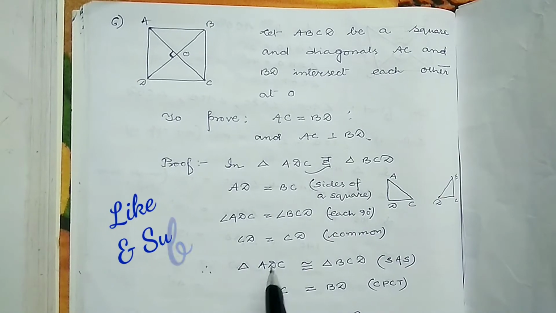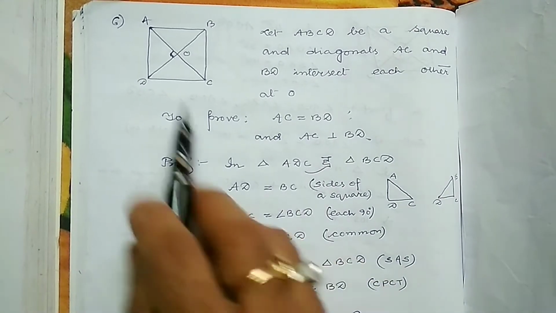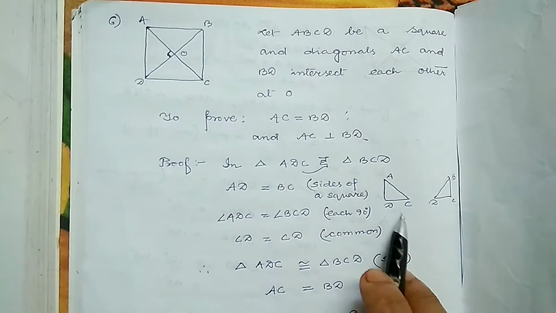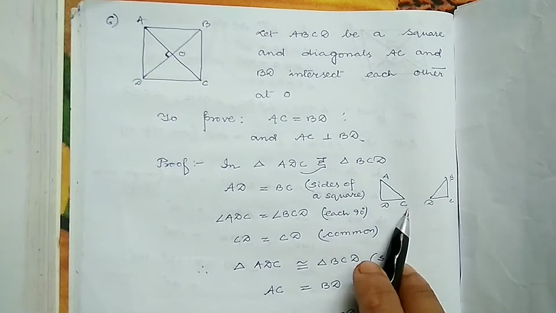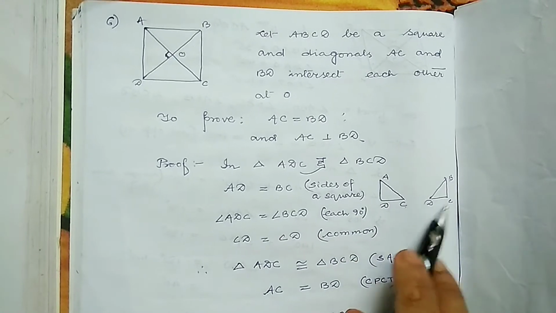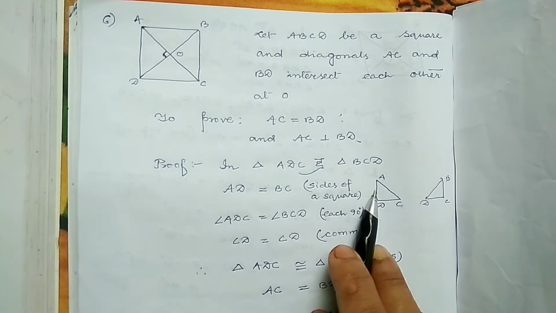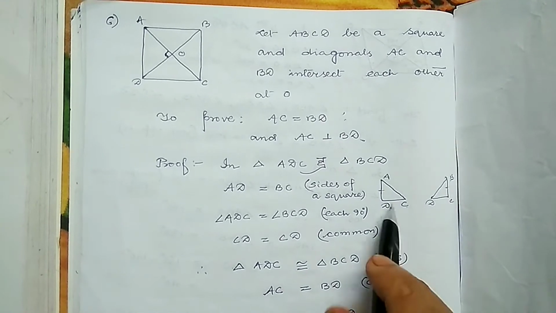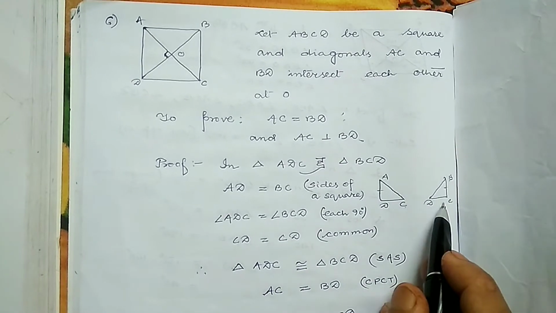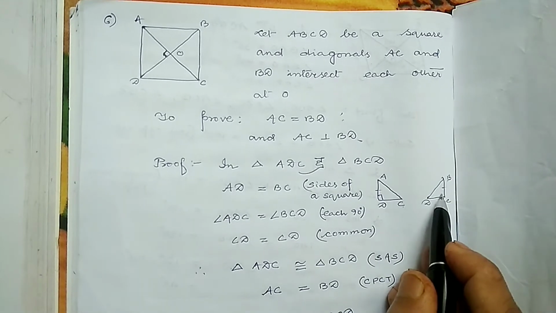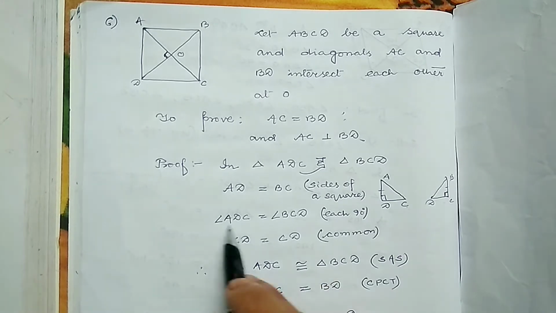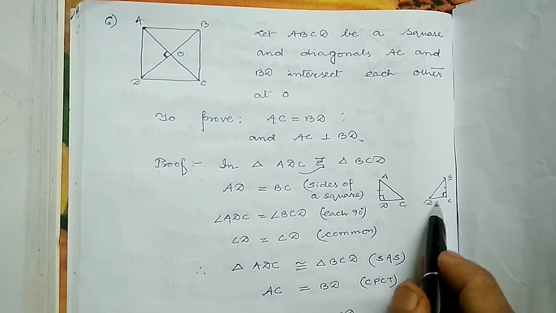Okay. So first of all we are going to take two triangles ADC and BCD. If I draw it separately for our understanding, in triangle ADC and BCD, AD equals BC, because we know all the sides of a square are equal. So AD equals BC. This angle is 90, this angle is 90, because all the angles of a square are always 90 degrees. So second part, and third part, CD and CD common.